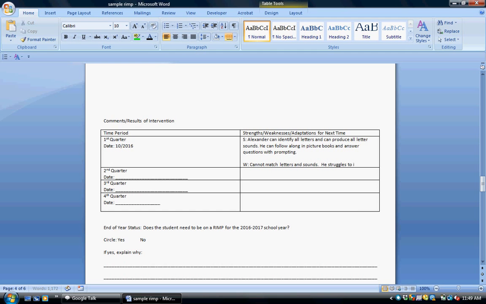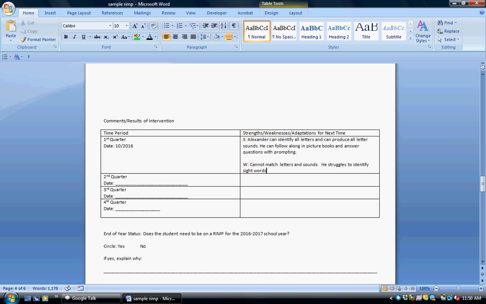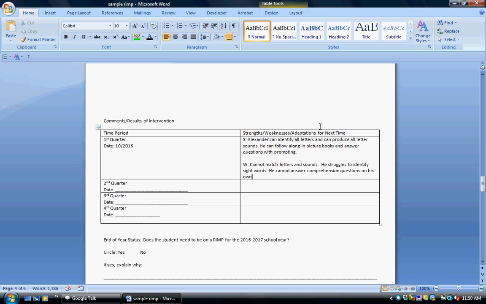He struggles to identify sight words. He cannot answer comprehension questions on his own. Follows along with picture books read out. Cannot answer comprehension questions on his own. Right? If you'll remember, that second quarter was in November. And if you don't, you scroll back up.